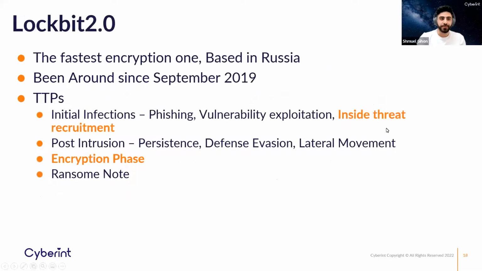Let's move on to Lockbit, the second one. Lockbit 2.0, sorry. They are the runner-up for the king of all thieves, and they have the fastest encryption algorithm. They don't waste any opportunity to show it and to tell it. They're very proud of their product. They've been around since September '19, had many successful campaigns, and their TTPs are a bit different, because when we talk about the initial infection, they do use the more classic ways such as phishing and vulnerability exploitation because they have the talents to do so, but they also do insider threat recruitment.